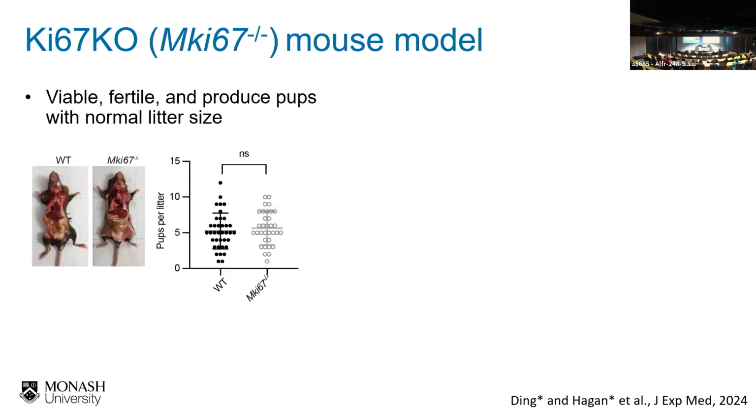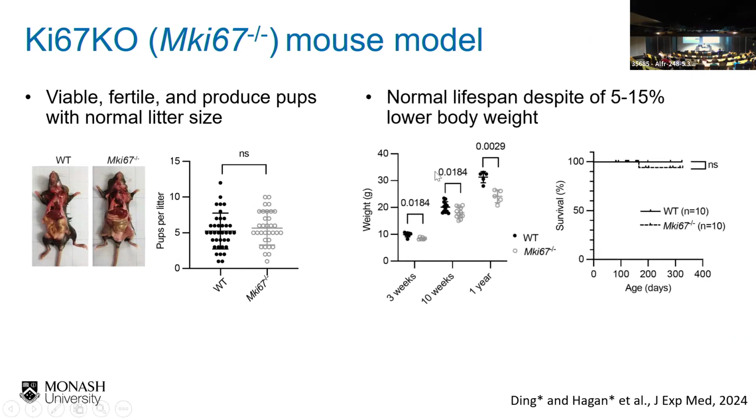So how is the animal itself then? We found that those Ki-67 knockout mice look quite normal in relation to their gross organ development, and they produce normal-sized litters. Despite that, they have slightly reduced weight, more obvious when they're getting old, and they have a quite normal lifespan. So back to the previous question: how about their immune cells?